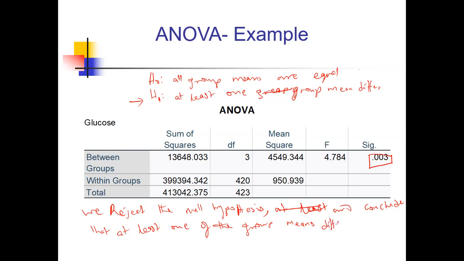So at least one of them differs. That is the conclusion of this test. Okay, so remember what we're trying to do. We're trying to compare the glucose level of women who have had different numbers of pregnancies. So some had 0, 1, 2, 3, or 4 pregnancies. So we're trying to compare their glucose level, right? So what this result is saying is that at least one of the groups has a glucose level that is different from every other group. Okay, that's what it's saying.